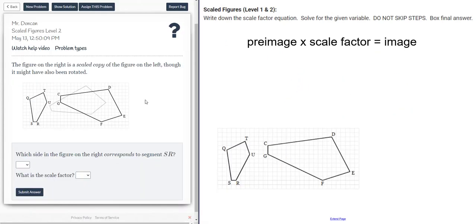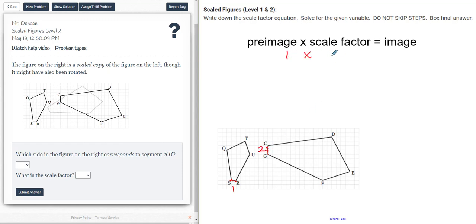Now for level 2, the only difference is they rotate the figure. But if you look at the application when it moves, it's going to show you what's the same. So again, what we want to do is find a length on the preimage that's horizontal and vertical. And really the only side that's horizontal is SR, and that's 1. And that would correspond to CG or GC. And again, follow this. Notice that it ends up showing where it lines up. So if this is 1, this is 2, we'll just plug it in.